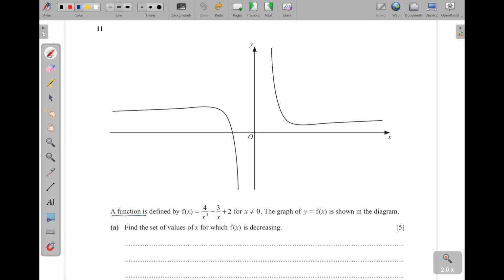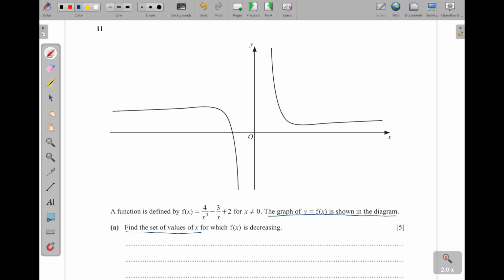Question 11. A function is defined by f of x equals 4 over x cubed, minus 3 over x, plus 2, for x not equal to 0, because if x is 0, then 3 over 0 or 4 over 0 is going to be undefined. The graph of y equals f of x is shown in the diagram.